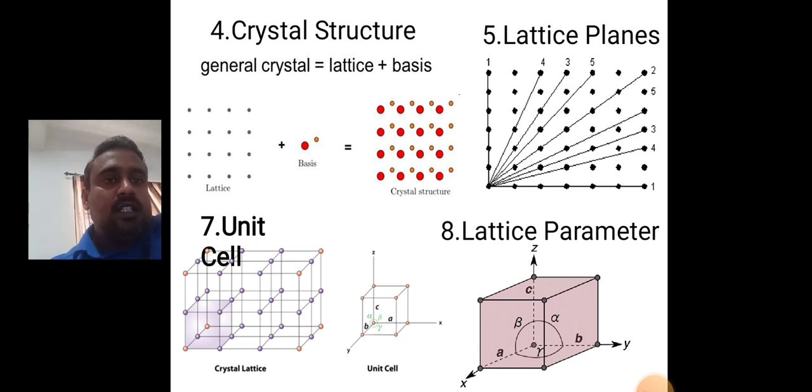Then generally, crystal equals lattice plus basis. We already know that lattice is equal to the positions of atoms or molecules. Then the basis is equal to the unit assembly of atoms or molecules. So finally, lattice plus basis is equal to crystal.